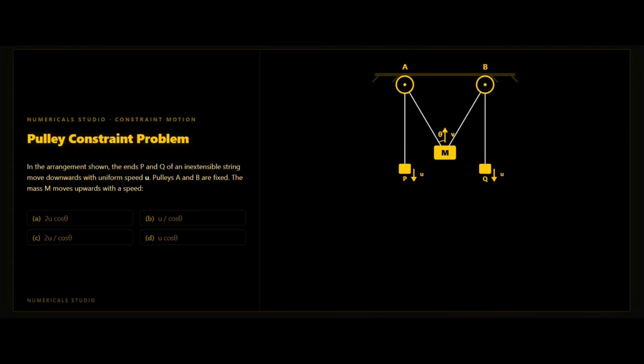Constraint motion problems like this always confuse us. Where to begin? Let us see the problem of the day.